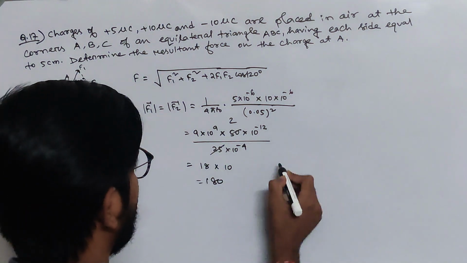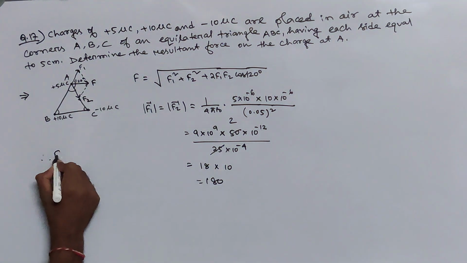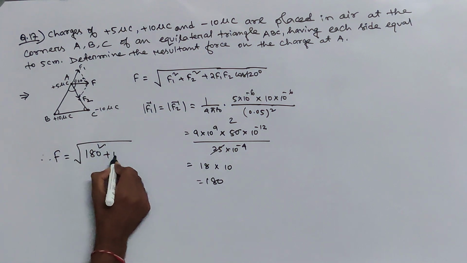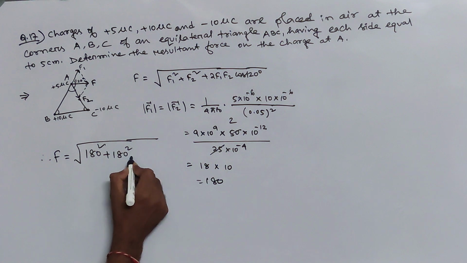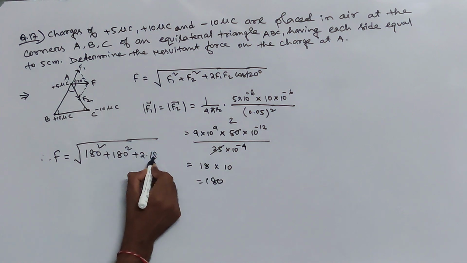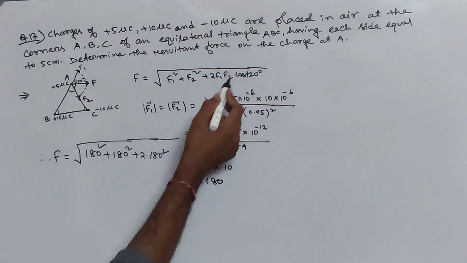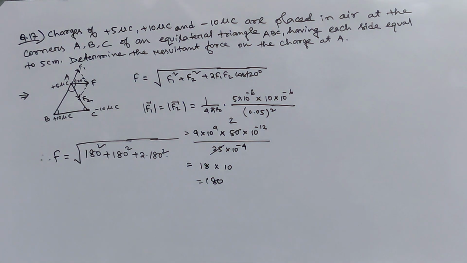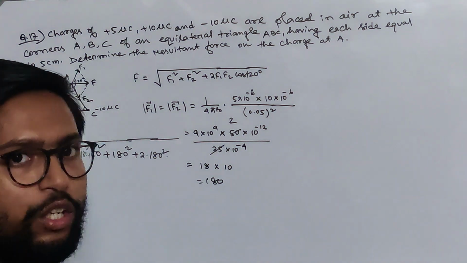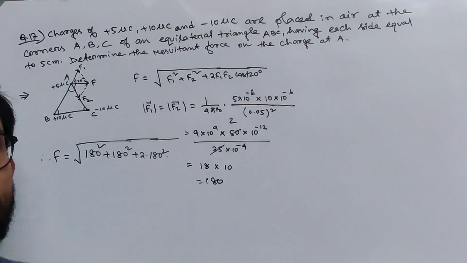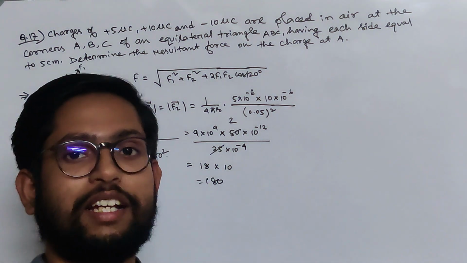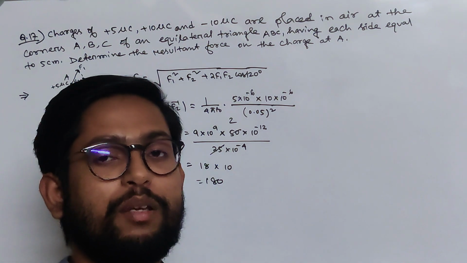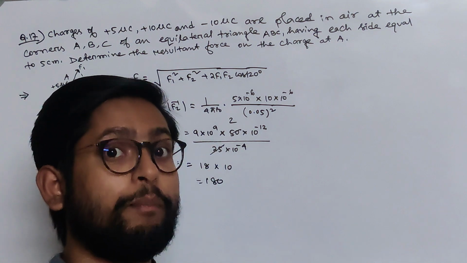Now what will be F? I can type it right here. F will be the square root of 180 squared plus 180 squared plus 2 into 180 squared, because 2 F1 F2, F1 is 180, F2 is also 180, times cos 120. What is the value of cos 120? We can write cos 120 as cos of 90 plus 30. Cos of 90 plus 30 is in the second quadrant, so it will be negative, so it will be negative sin 30, and sin 30 is half, so it will be minus half, right?